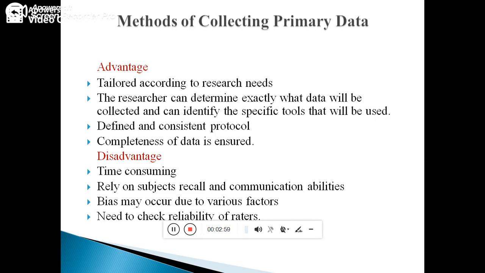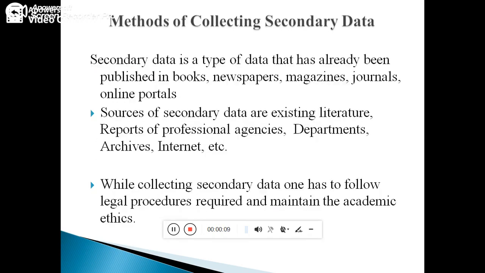So secondary data is a type of data that has already been published in books, newspapers, magazines, journals, or online portals. Sources of secondary data are existing literature, reports of professional agencies, departments, archives, and the internet. While collecting secondary data, one has to follow the required legal procedures and maintain academic ethics.